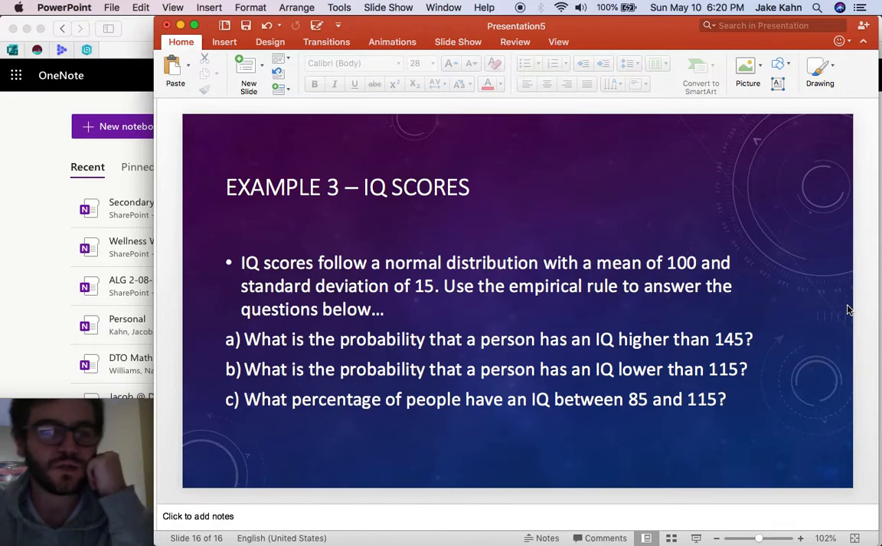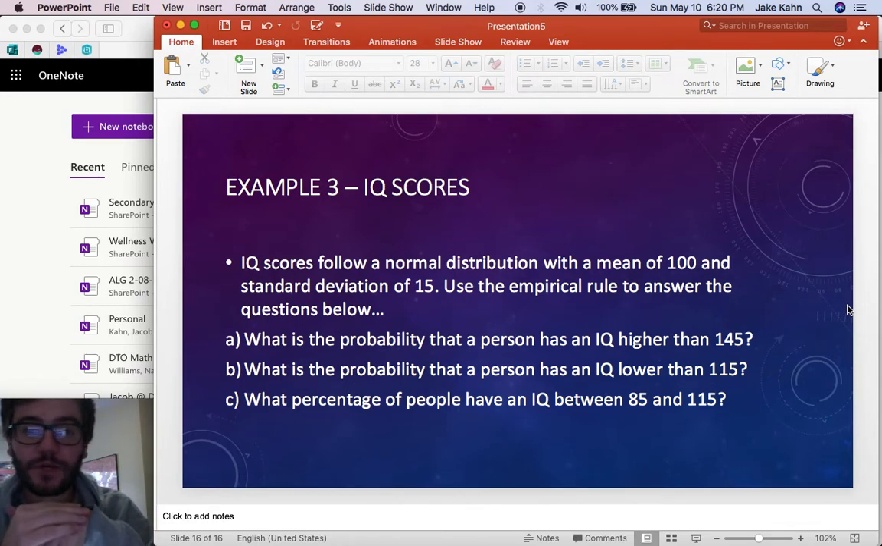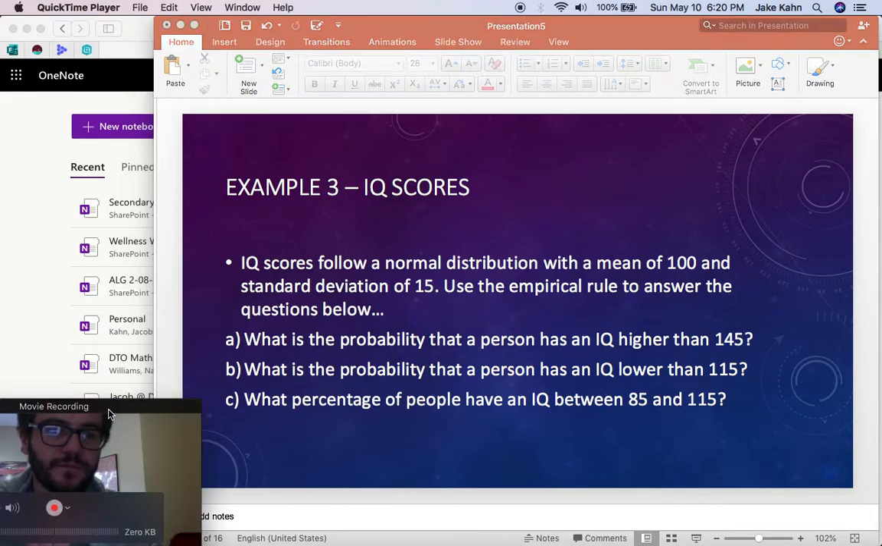Use the empirical rule to answer the questions below. And we have a couple of questions. For a random person, what is the probability that they have an IQ higher than 145? What is the probability that a person has an IQ lower than 115? And what percentage of people have an IQ between 85 and 115? We're going to answer those 3 questions right now.